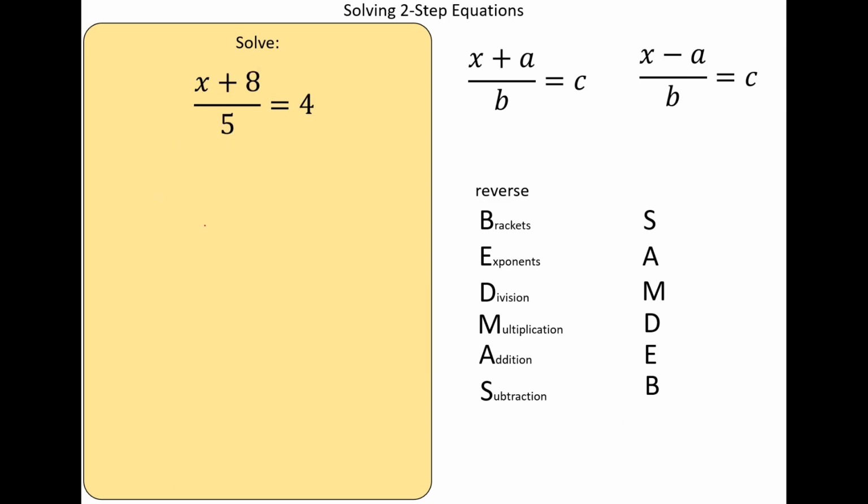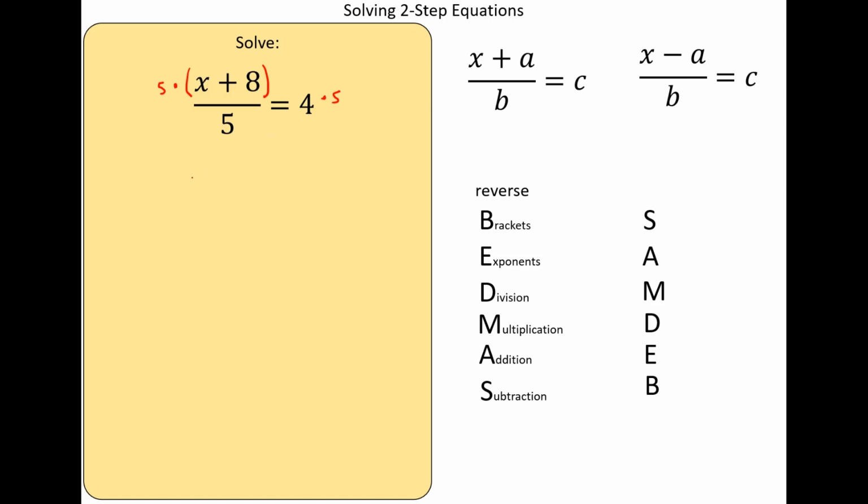Okay, let's go over our last example. Here I have x plus 8 divided by 5 equals 4. So again, there are invisible brackets here. Because of that, I solve for the plus 8 last because it's inside the bracket. So now I'm going to do the opposite of dividing by 5. I'm going to undo that by multiplying by 5 on both sides.